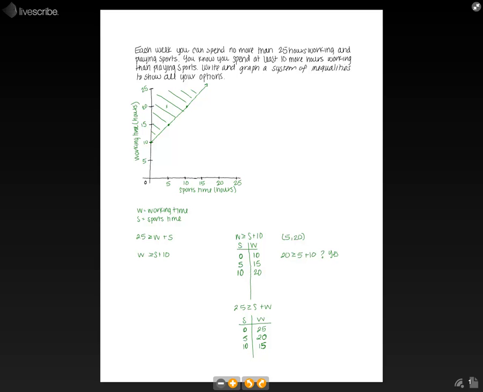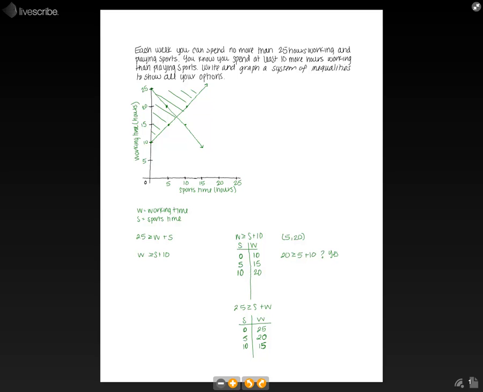So let's graph those points. So 0, 25 is right here. 5, 20 is right here. And 10, 15 is going to be right here. Alright, so now we want to connect those dots to make a line. Alright, there we go. So now we need to do the shading on this one.